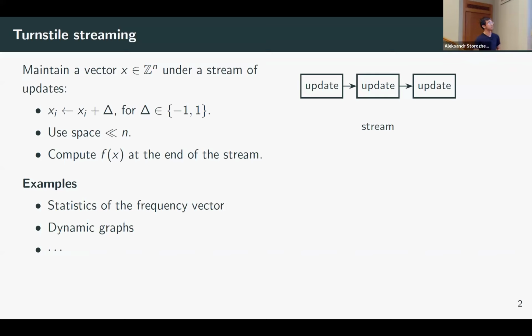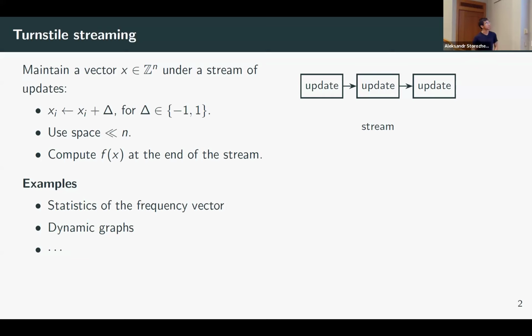Then at the end of the stream, we ask some question about the frequency vector, for example, to approximate the second moment, or how many distinct elements there are in the final stream, or maybe to output an element that has a significantly large occurrence, a heavy hitter. This model of turnstile streaming is a bit more flexible than the standard insertion-only stream, because, for example, it allows us to analyze statistics about the difference of two streams. Like we can add one and subtract the other.